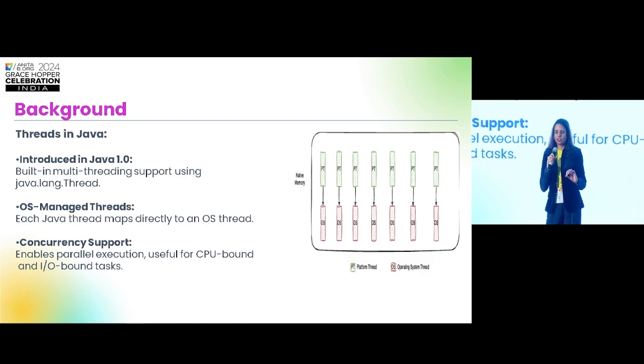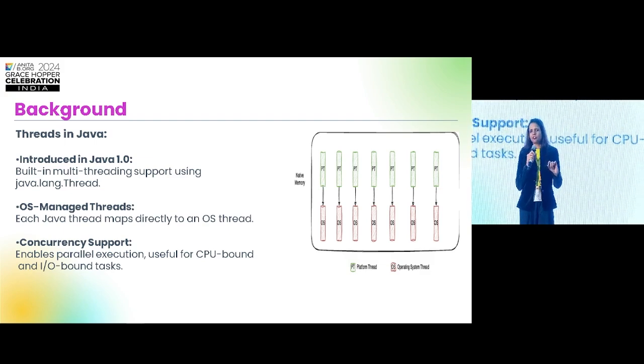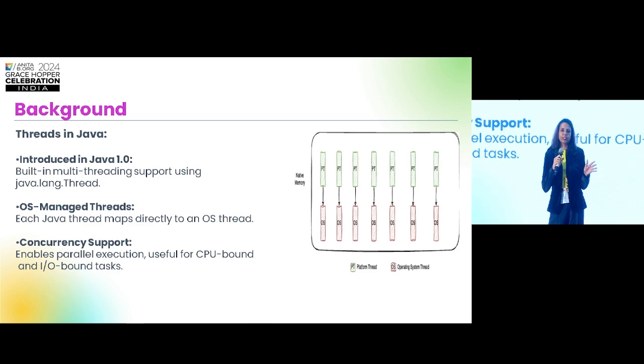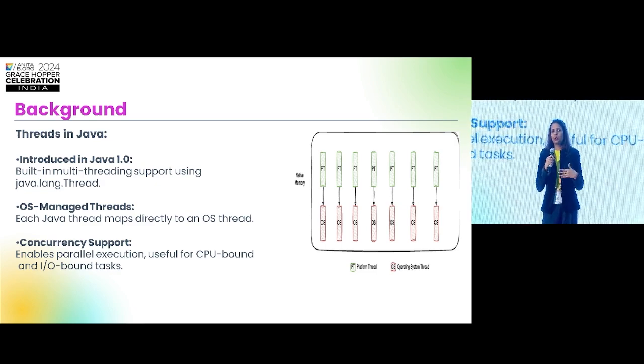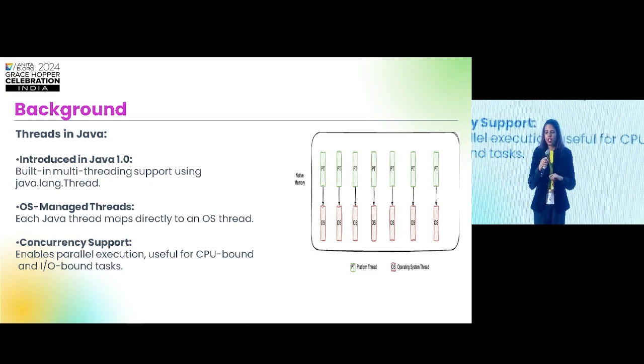So starting off with a brief background about threads. Threads were introduced in Java way back in Java 1.0. As you can see in the diagram, multi-threading in Java was primarily driven by platform threads, which had a one-to-one mapping with the operating system threads. This leads to a lot of bottlenecks like memory, as well as limited scalability, given that you have a limited number of threads at your disposal.